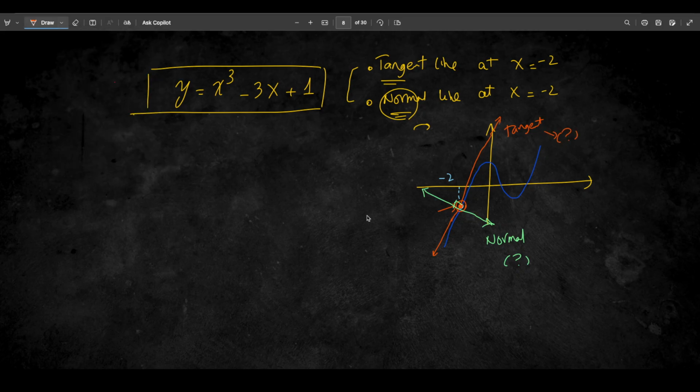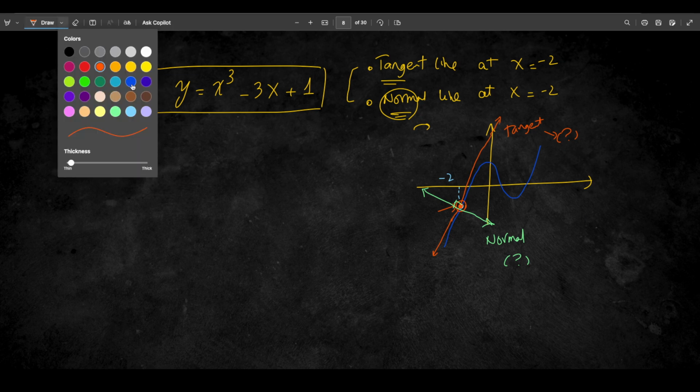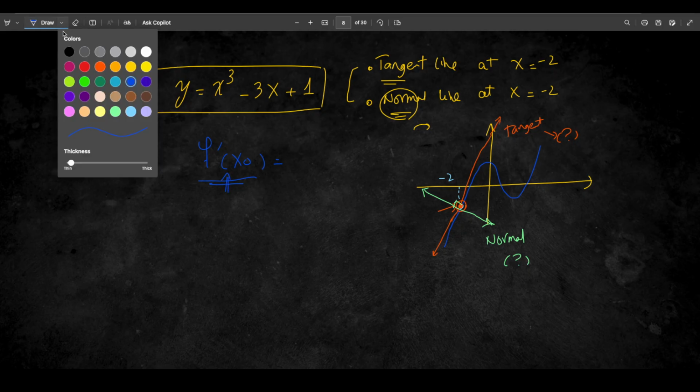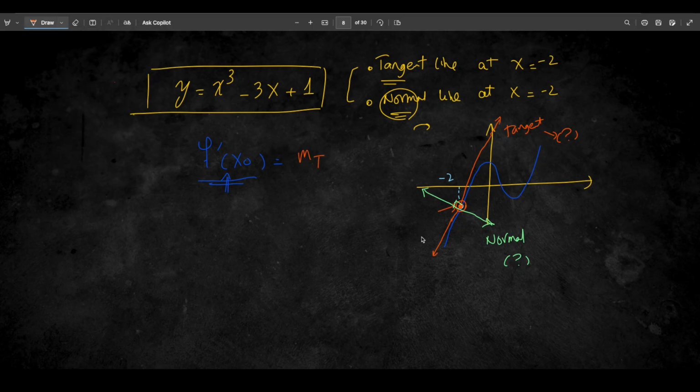Okay, so there is a connection between the orange line and the blue curve. What is the connection? You have to learn this formula. If you learn this formula, definitely you can solve this question without any problem. The value of the derivative at any given point, the rate of change at any given point, equals the slope of the tangent line. The slope of the tangent line. Do you agree with me?